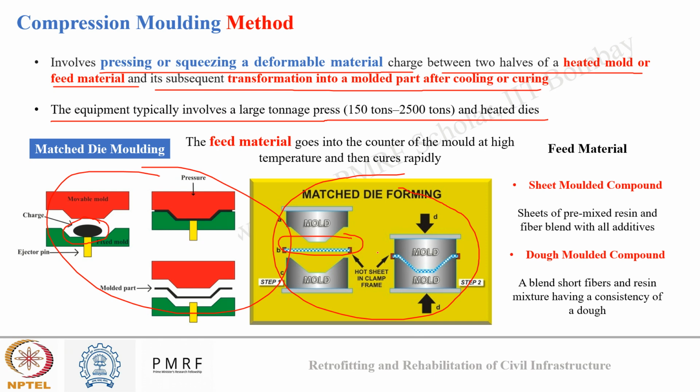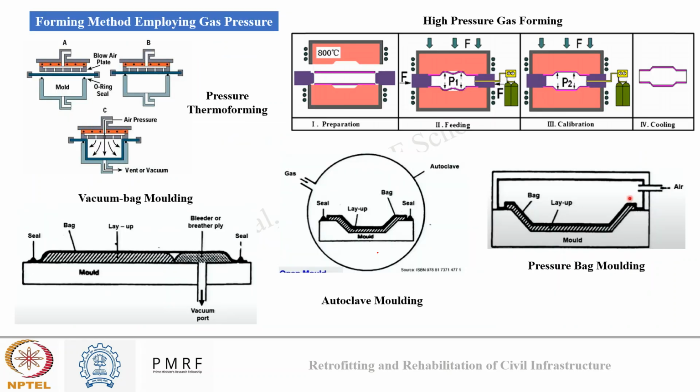Okay, now the second category is forming methods employing gas pressure. In this, gas pressure is used for forming the feed material into the desired shape, as the name suggests. This can be done in several ways, either through open molds or closed molds. In closed face molds, there is pressure thermoforming.